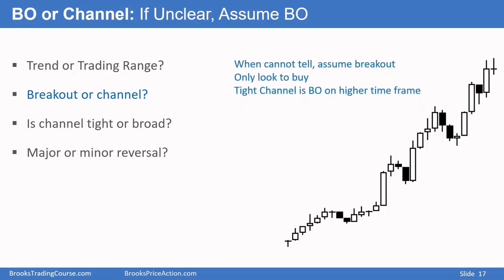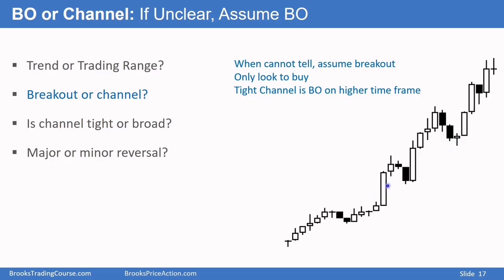This is a breakout right here. But is the entire thing a breakout or is it a tight channel? We have 2 bars in the pullback. It still could be part of the breakout, but then we get another pullback here. So I think this is a channel. Is it tight or broad? It's fairly tight. Pullback just 1 bar, pullback just a couple bars.